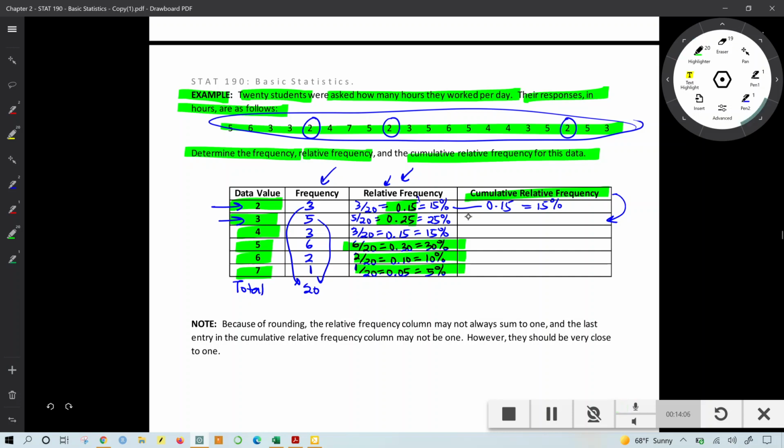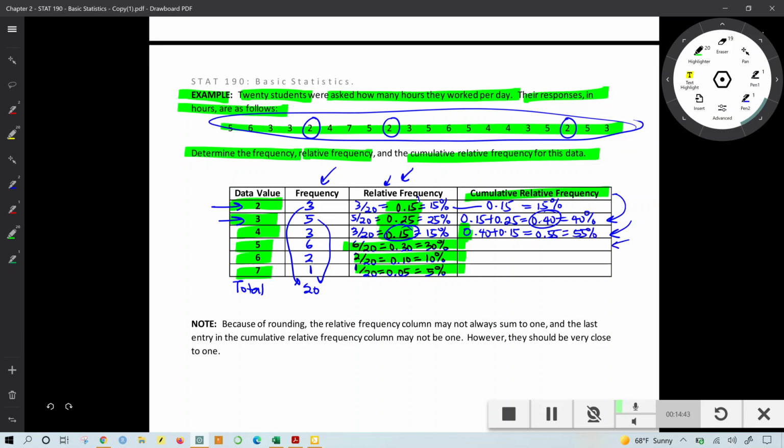And that will be 0.15 plus 0.25, which gives 0.40, the same as 40%. The third cumulative relative frequency will be the addition of the first 3 relative frequencies. That will be 0.40, which is the sum of the first 2 relative frequencies, plus the third one. So 0.40 plus 0.15 gives 0.55, the same as 55%.